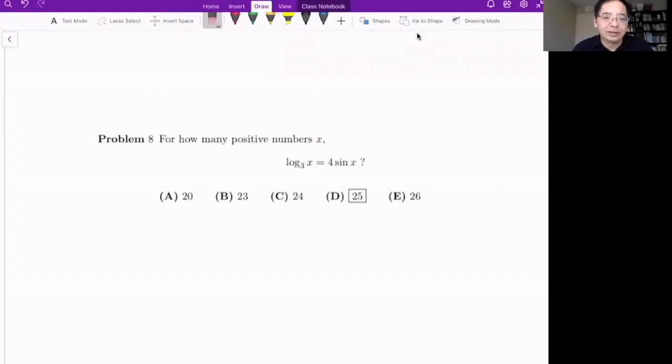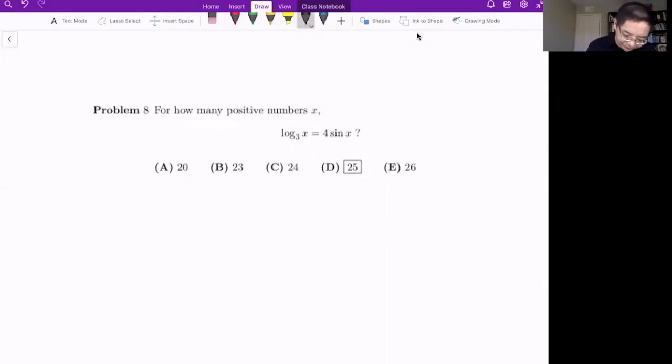Problem number 8. We need to find the number of solutions to log 3x equals 4 times sine x. First of all, there's no way we can really solve the equation. We just need to find the number of solutions. For such kind of problem, a typical strategy is to draw the graphs and figure out the number of intersections geometrically. So let's first draw the graph.